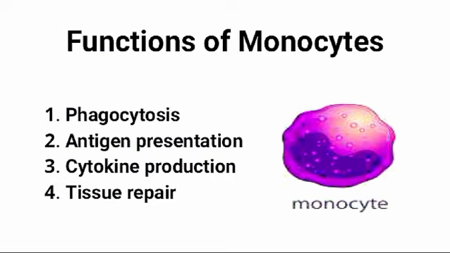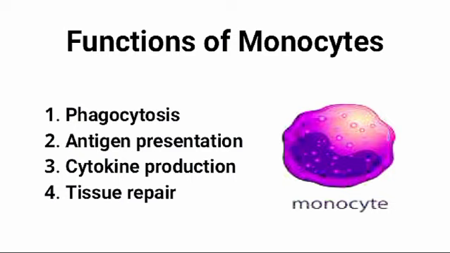Monocytes are a type of white blood cell, part of the innate immune system, and play a crucial role in defending the body against pathogens and foreign substances. There are many functions of monocytes, but a few of them are given below. The first function is phagocytosis, where monocytes engulf and digest foreign particles like bacteria and viruses, aiding in the clearance of pathogens from the body.